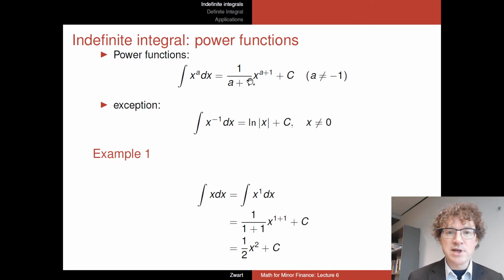So what's this exception? If a equals -1, then this rule does not work. In that case, what we get is the logarithm. The logarithm of what? Well, of x, we would like to say, because we know that the derivative of the logarithm of x is 1 divided by x, but of course that only works if x is positive. So we somehow have to make this x positive. So let me do that on paper so that we can see what this means and why this works. So now let's go to paper then.